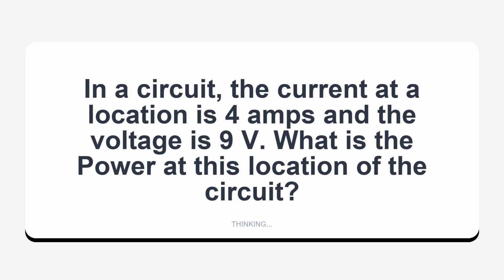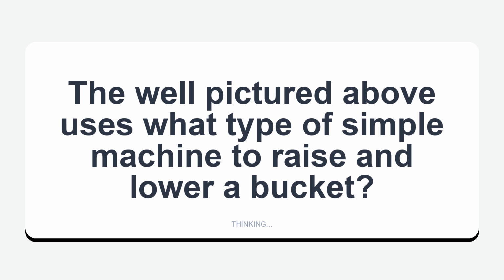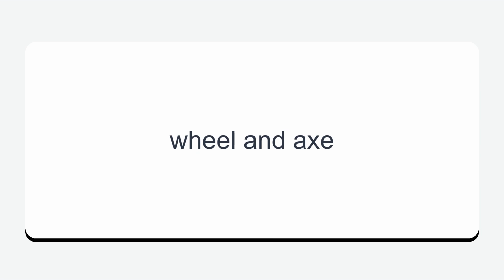In a circuit, the current at a location is 4 amps and the voltage is 9 V. What is the power at this location of the circuit? 36 W. The well pictured above uses what type of simple machine to raise and lower a bucket? Wheel and axle.